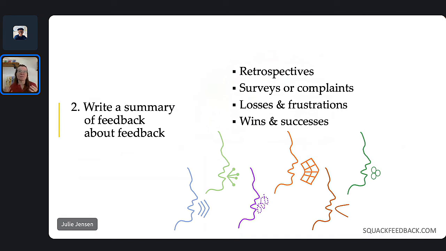Maybe there's surveys and complaints. Maybe you all as UXers are a bit frustrated that you get feedback that's not helpful. It comes at the wrong time and it's not really work that you can take in at that time. You're too far into the product life cycle to be able to accommodate some of those suggestions.